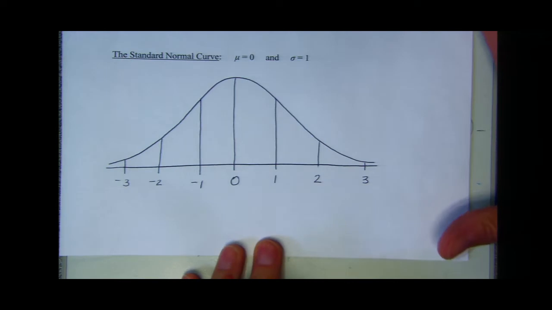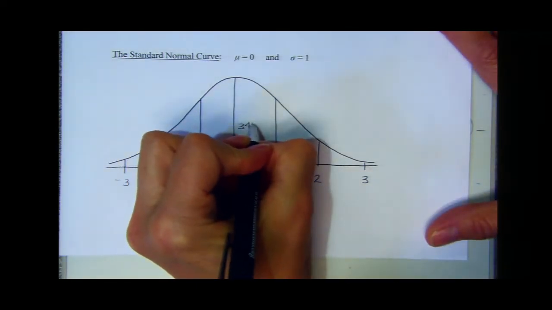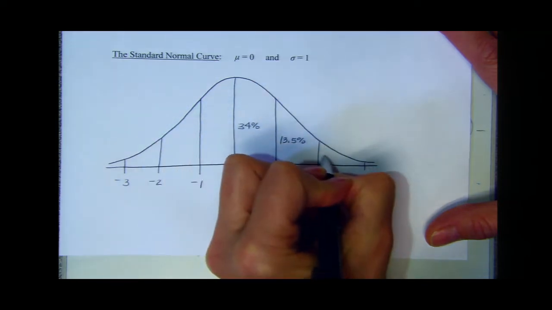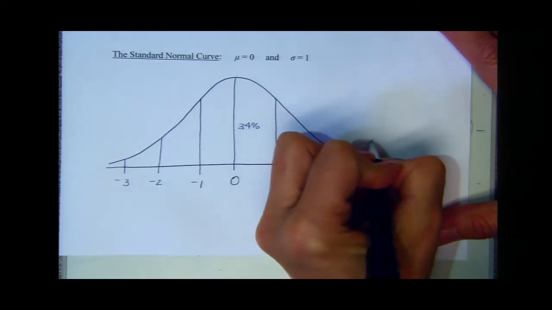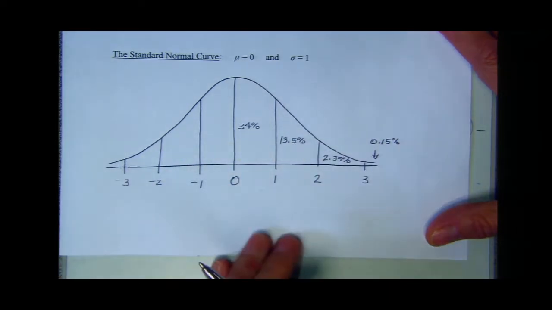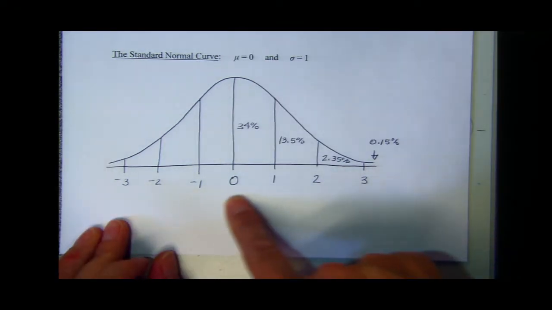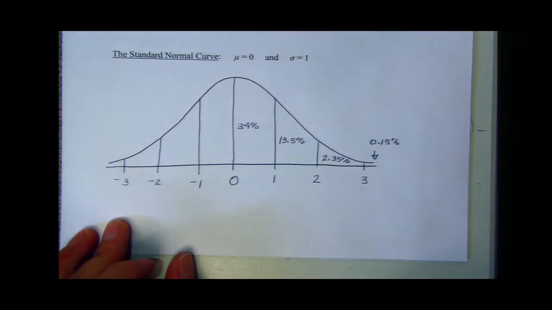Now, since this is a normal curve, I know that this is still 34%, 13.5%, 2.35%, and then of course the tail is 0.15%. And then it's symmetrical, so those same percentages are on the left. So the only difference is the horizontal line. Previously, when we were given mu, we put it here, but now when we standardize, that will always be 0.